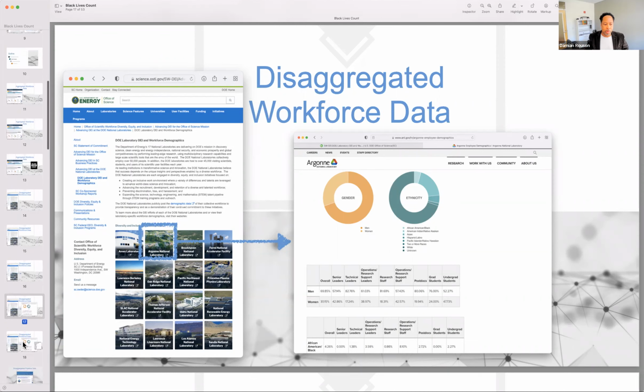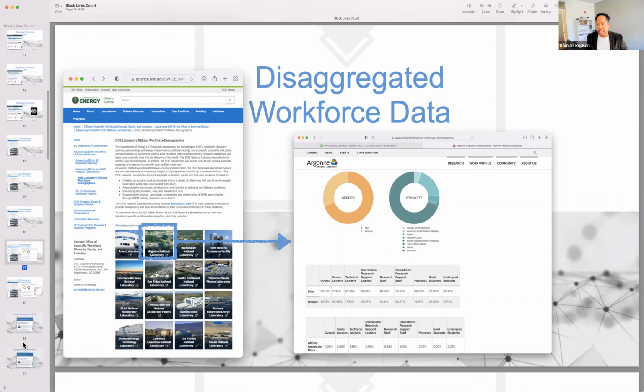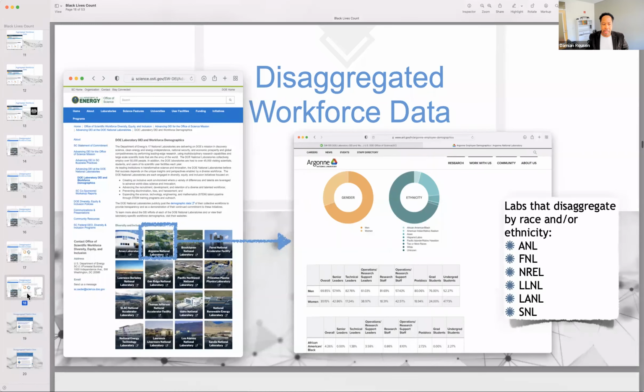And I think the more fine-grained we can get with the data, the richer the picture we get of diversity at an organization. I was actually pleasantly surprised to find that there are 6 of the national labs that disaggregate in the way that I'm describing. So I hope that sets a precedent, and I hope that we can see the other 10 do the same thing.